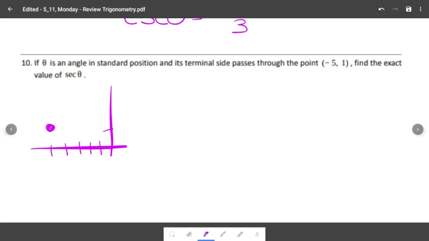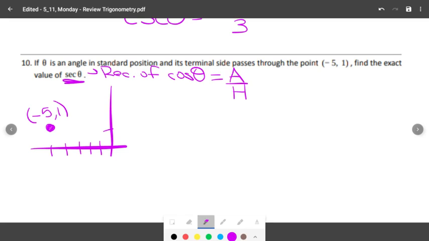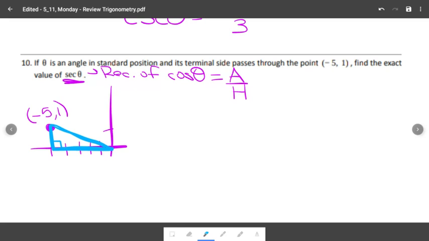So here is my point, -5, 1. If I'm looking for secant, it means I am looking for the reciprocal of cosine. We're going to need a triangle to do this because cosine is adjacent over hypotenuse. So to make the triangle, you're always going to go down straight to the x-axis.